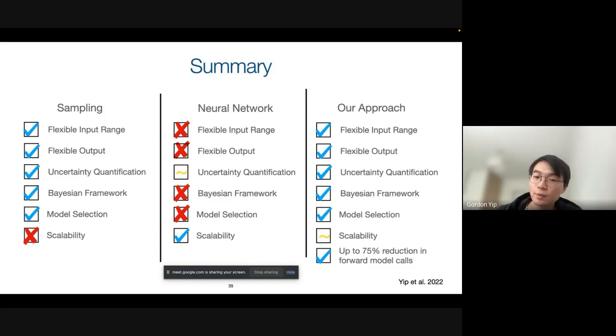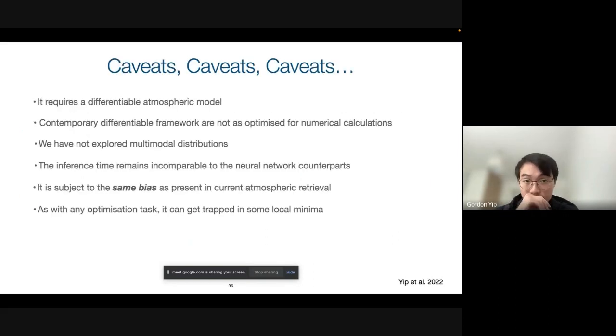But the problem is we are still doing it planet by planet, one planet to another planet. And it's nowhere near the speed of a neural network, where you can basically apply it in a fraction of a second. So what are the caveats? You don't get a free lunch out of a framework. You don't just apply machine learning without any sort of caveats or drawbacks.